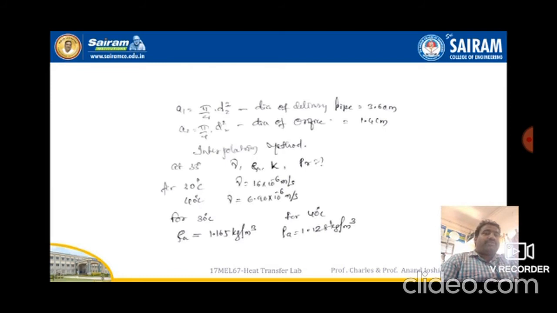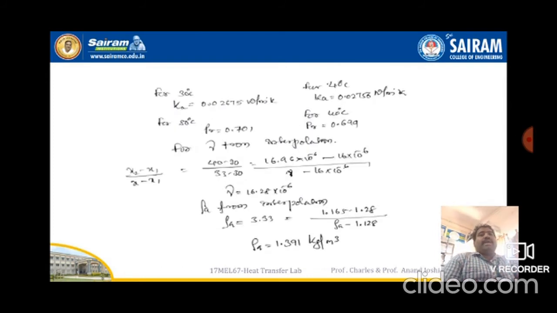Okay, so these are the values from the data handbook. The 33 lies between 30 and 40, so we have to note down the values from the handbook. And here also for thermal conductivity and Prandtl number also we have to note down. Once you note down these values, we have to calculate one by one.